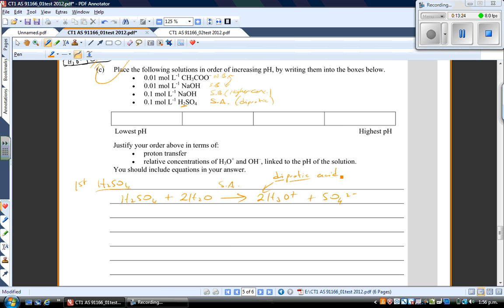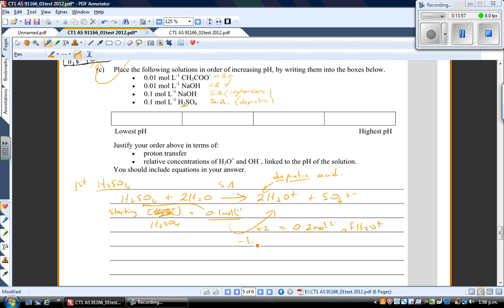And as a result, the starting concentration of H2SO4 is equal to 0.1 moles per liter. So from that 0.1 mole per liter, you'll end up with 2 times that concentration of H3O+. You'll end up with a concentration of 0.2 moles per liter of H3O+.